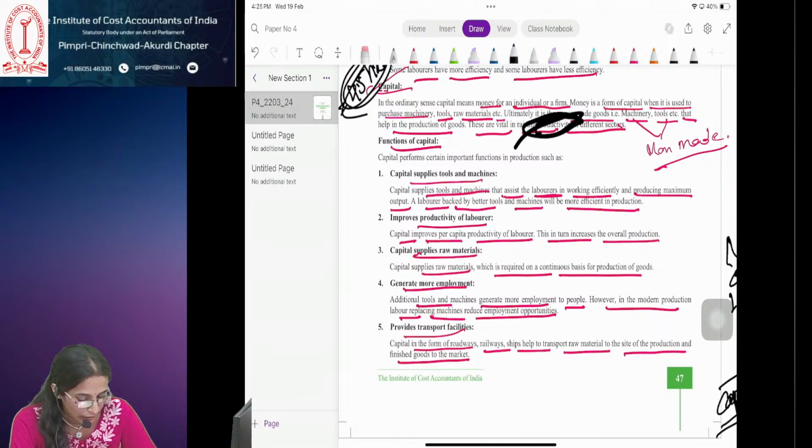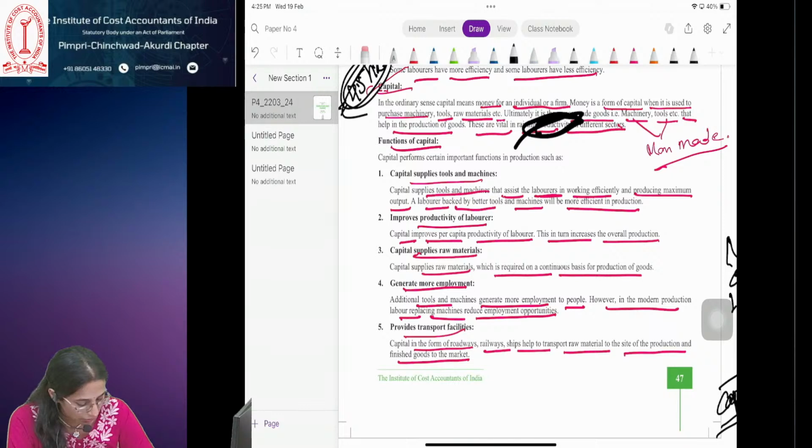Same. Capital improves per capita productivity of labor. This in turn increases the overall production, right? If the laborer's efficiency increases, production efficiency increases. Production efficiency increased means the overall production increased. Capital supplies raw material. Without capital, can we purchase raw material? No. So they are saying capital is helping in purchasing that raw material. With the help of that raw material, we are converting it into finished goods, selling those finished goods, earning revenue, and after that we are getting profit.